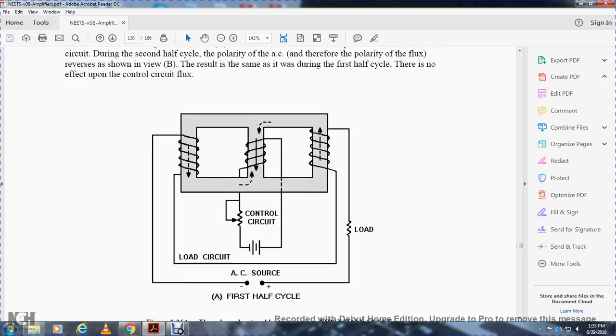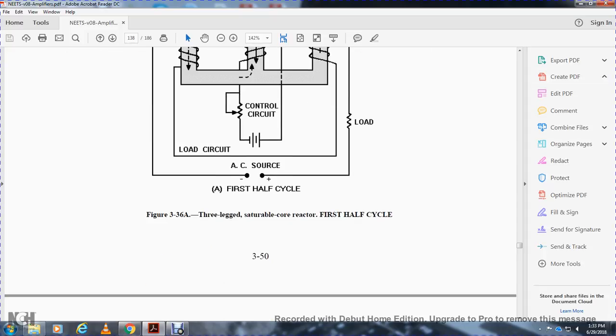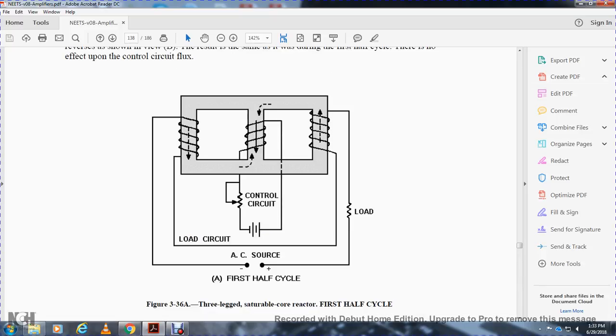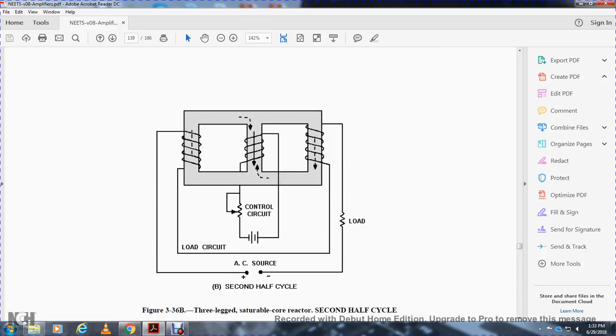So you have your AC source in the middle, first half cycle load, DC in the middle, DC and AC on the outside, control circuit rheostat, load, a resistor on the AC, three-legged saturable core, first half cycle. Three-legged saturable core reactor, second half cycle. Load, DC in the middle, AC, rheostat.